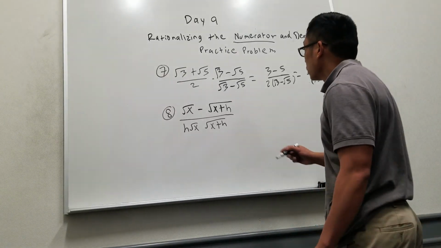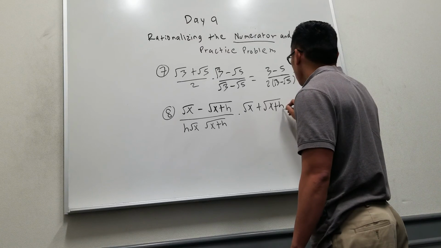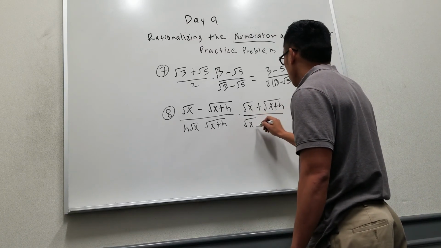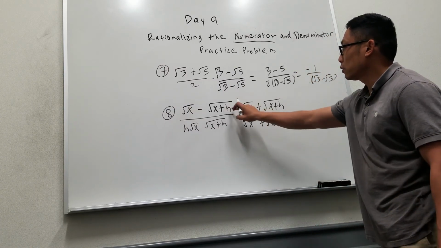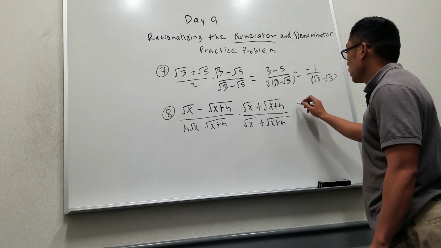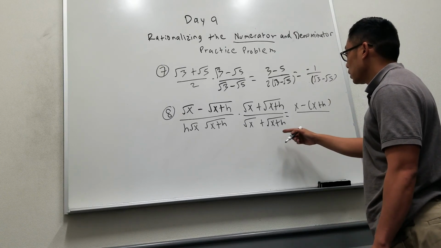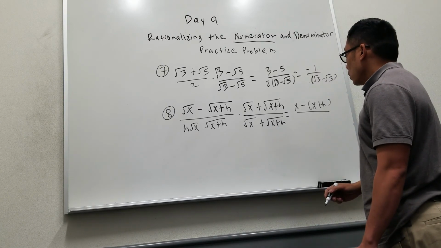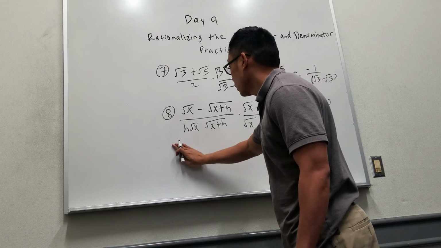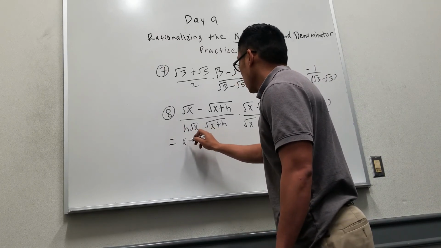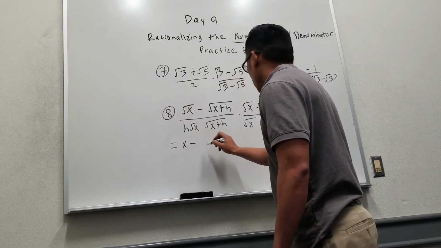Alright, so how am I going to do this? So we have x plus h. X plus h. Right? So what do you do next? This is the difference of two squares, so it's going to be x minus x plus h, all over. Then we have to be careful with this one. I'm going to write this on the bottom side, so I should have enough room. x minus x plus h.